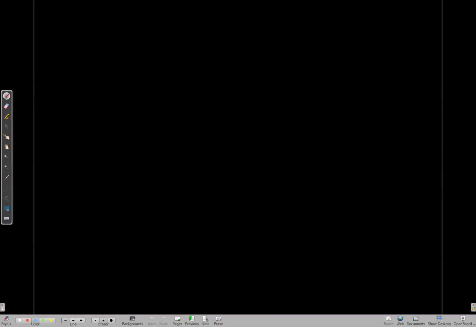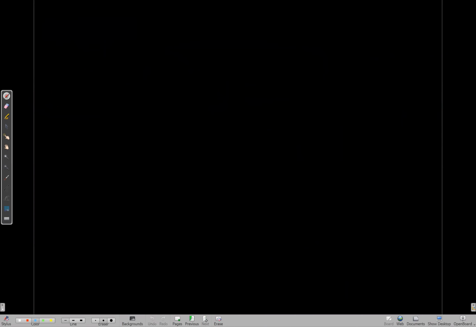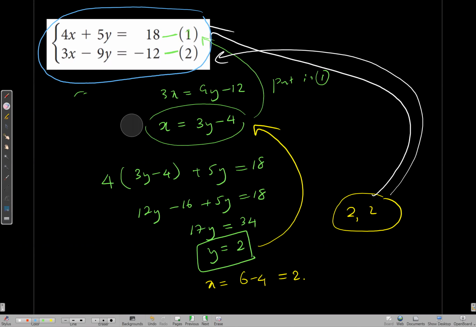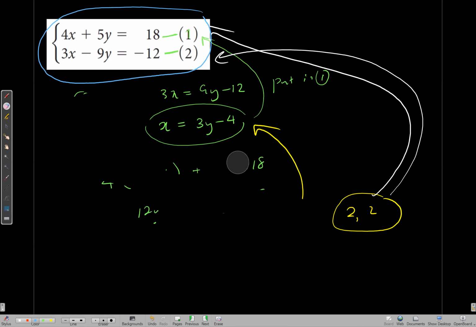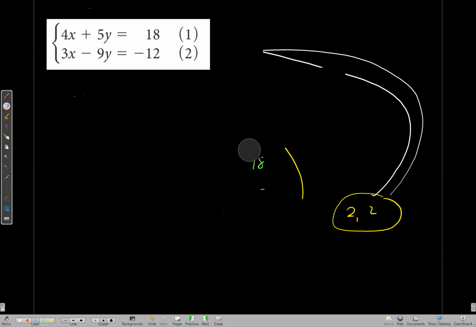Okay, let's do another example. How about, you know what, let's take the example that we did with the substitution method and redo it. So let me erase, and we have 2 comma 2, remember that 2 comma 2, and let's see whether we can get the same value by this technique, the elimination method.